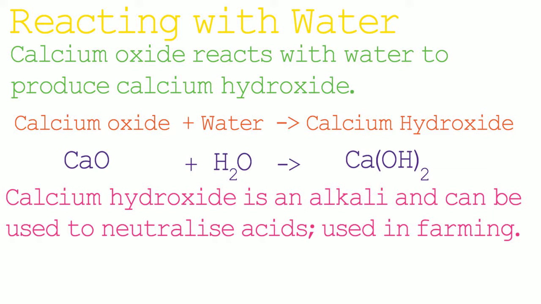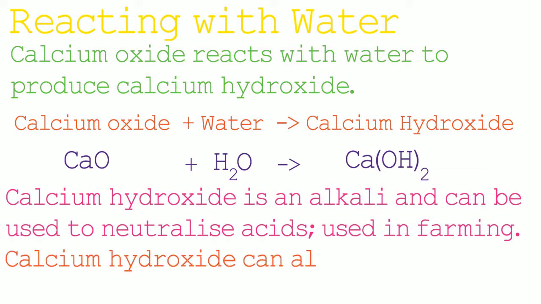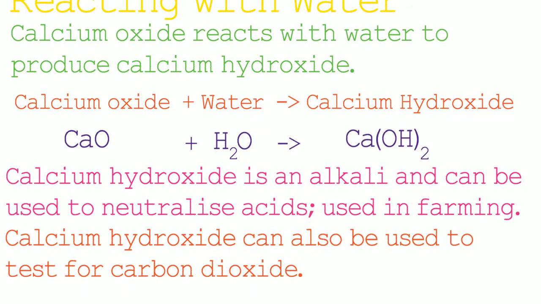This is because calcium oxide will first have to react with the moisture in the soil or react with the water next time it rains to produce calcium hydroxide first, and then the soil can be neutralized. Calcium hydroxide can also be used to test for carbon dioxide.